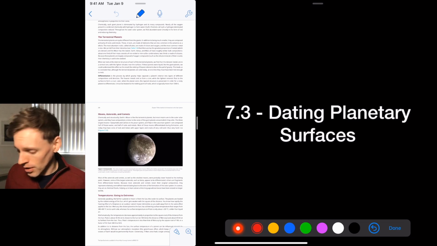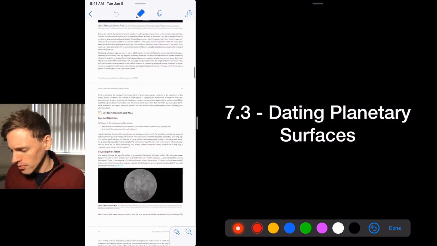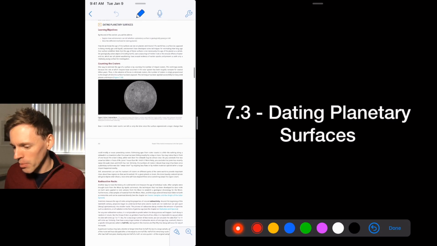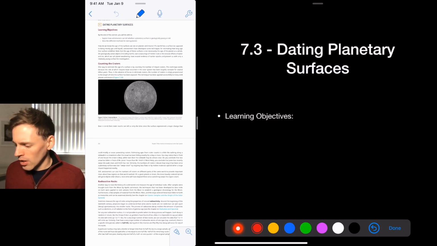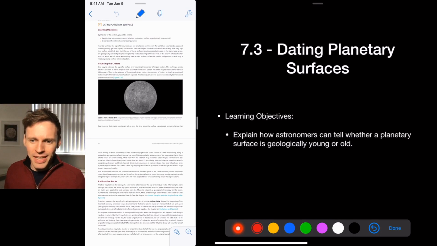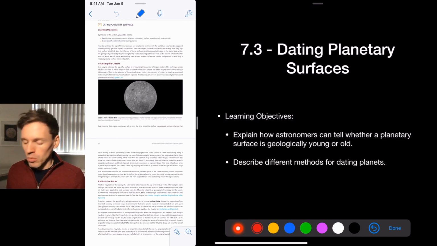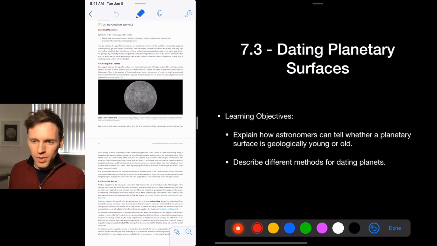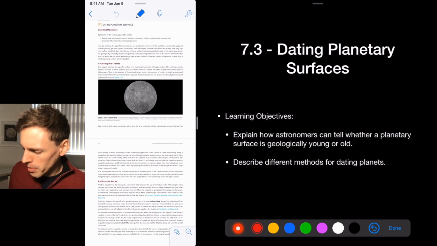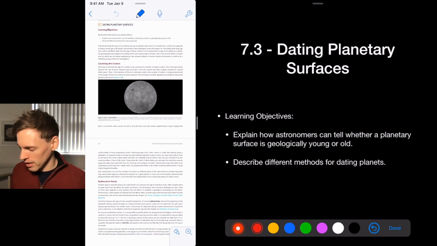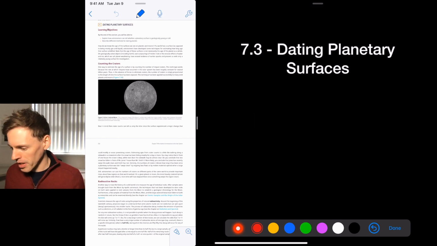That's just another fact. Okay, so when it comes to dating planetary surfaces, there are some learning objectives here. We want to understand how astronomers can tell whether a surface is old or young. And when we say old, we mean geologically old or young. How long has it been since it's had a makeover? And then we want to talk about the different methods for dating planets.